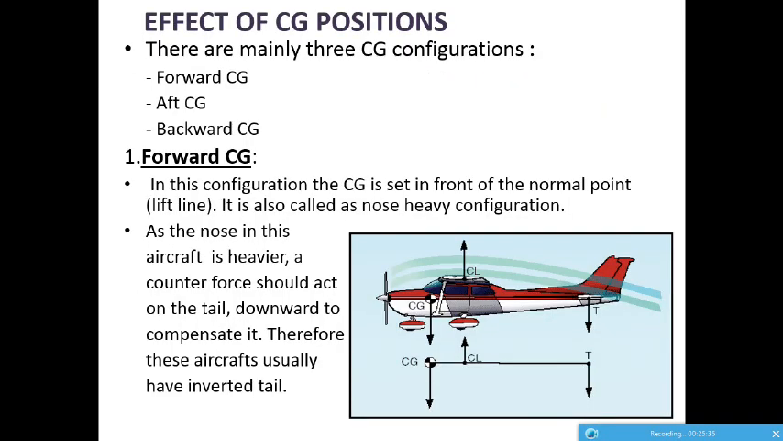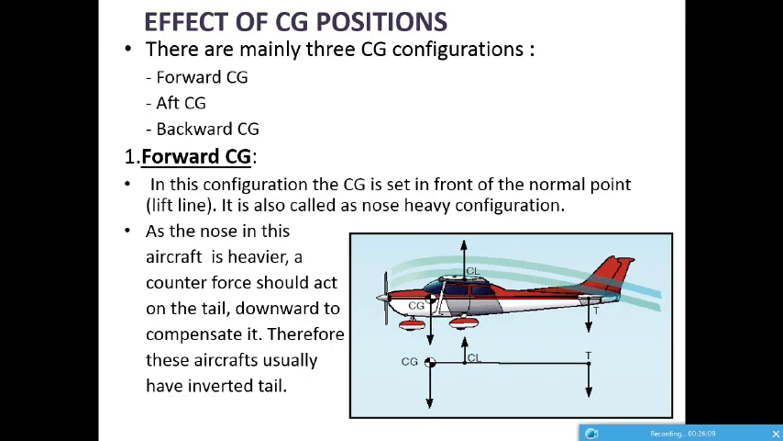Okay, so let's talk about CG. CG means center of gravity. It's an abbreviation. Mainly we have three kinds of CG, such as forward CG, aft CG, and backward CG. Forward CG is one kind of CG wherein the aircraft is nose heavy.